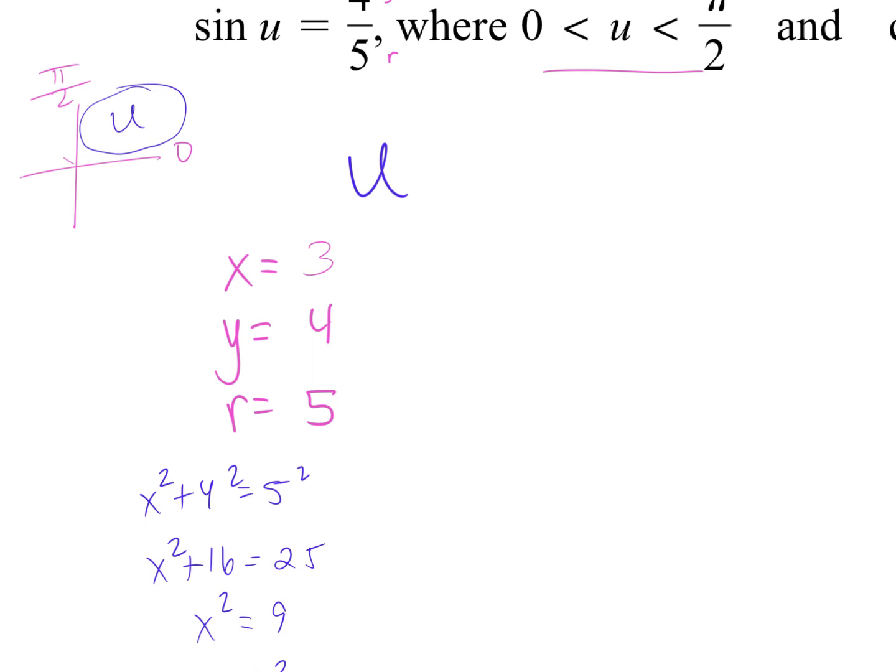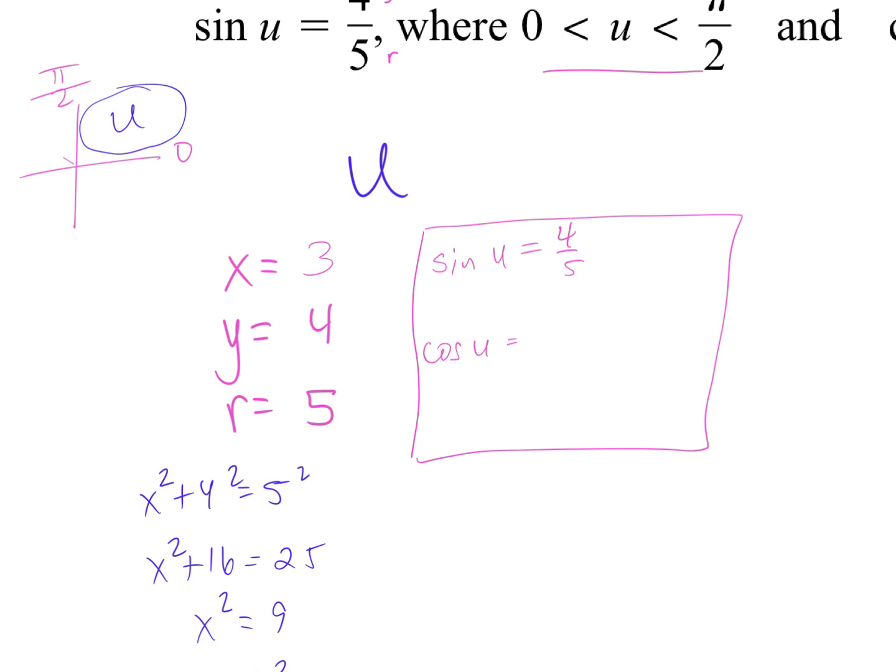I like to say, okay, let me just write down the trig functions real quick. What is the sine of U? You guys don't have to do this, but you'll see why I do this in a second. What's the sine of U? 4/5, okay? What is cosine of U? 3/5, perfect. And then what's the tangent of U?